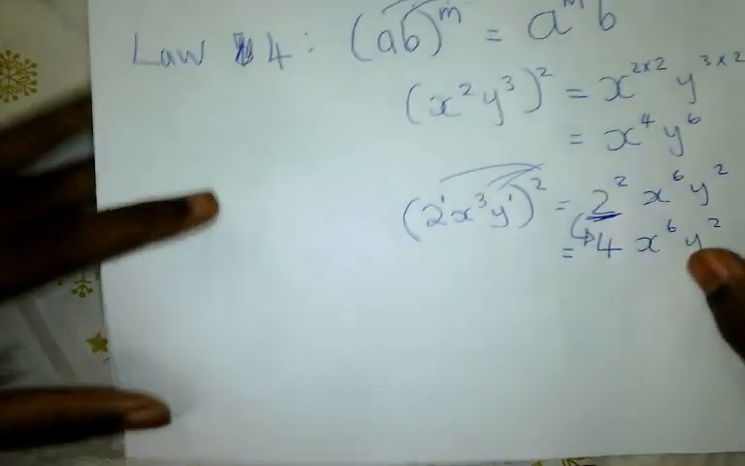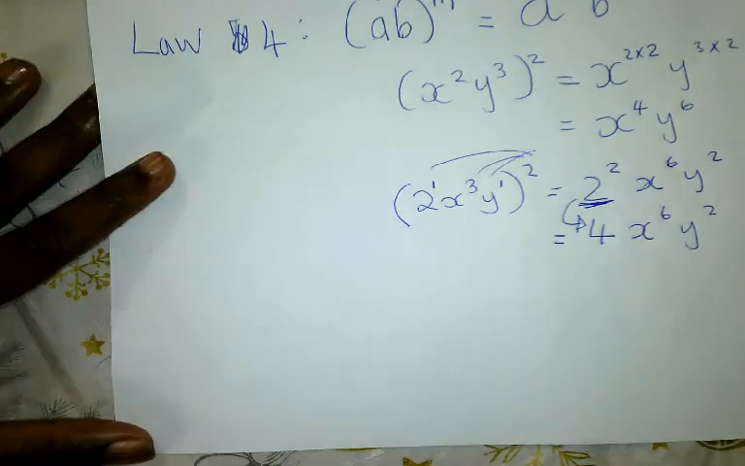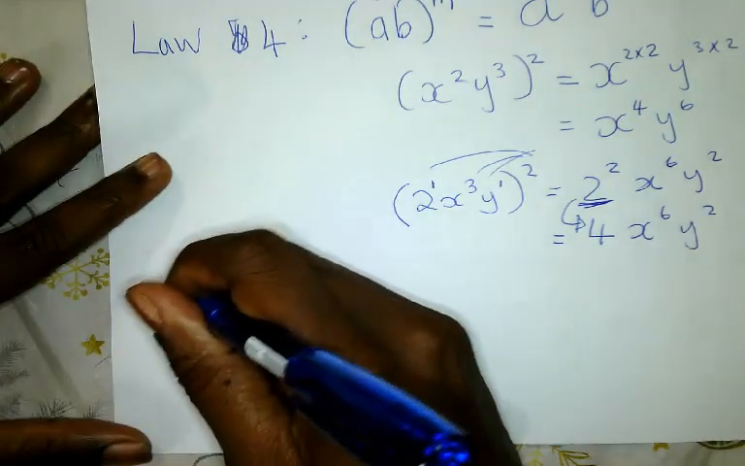And then, what happens if we have a negative inside the bracket? Now, let me give you something like this.